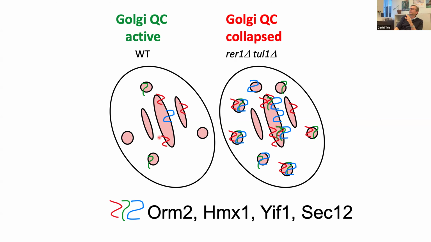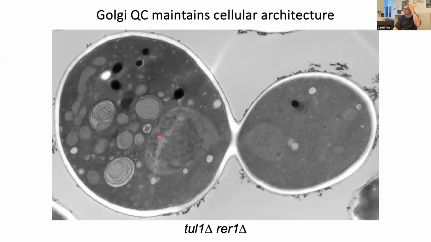To really test whether this was true, we then used high pressure freezing and electron microscopy. And we saw a massive disorganization of the affected cells. So here you see yeast cells, high pressure frozen and analyzed by transmission electron microscopy. And what we observed were these very large, very strange looking structures in these mutants. And you can also see that other organelles were also massively disorganized in the mutant.